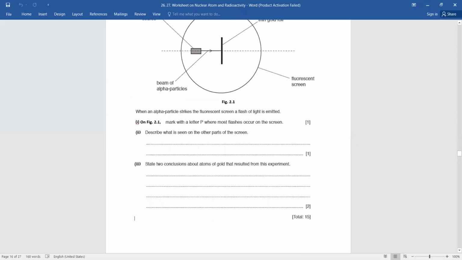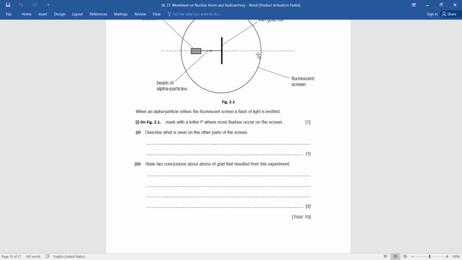Okay. So where all, or most, of the flashes occur, what does it mean? It means that is where you will get most of the alpha particles going, right? You see, they are saying when an alpha particle strikes the fluorescent screen, a flash of light is emitted. So if you are getting most flashes here, that means there you are getting most alpha particles, isn't it?